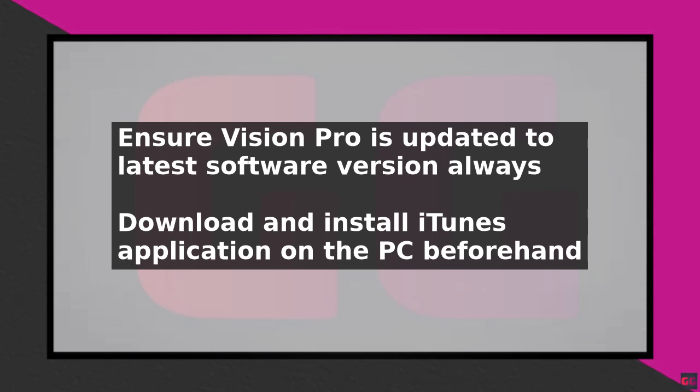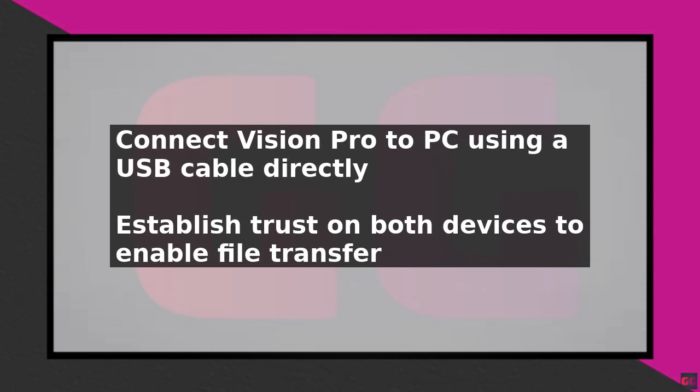Once connected, you may be prompted to trust the device on both your Vision Pro and PC. Select Trust on both devices to establish a connection. If prompted, select the type of connection you want to use, such as file transfer or internet sharing. Once connected, you can transfer files between your Vision Pro and PC using the iTunes application.